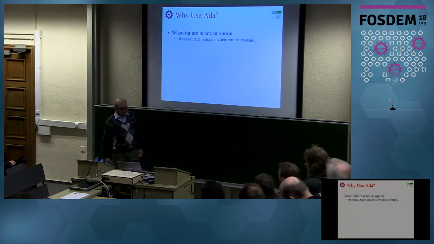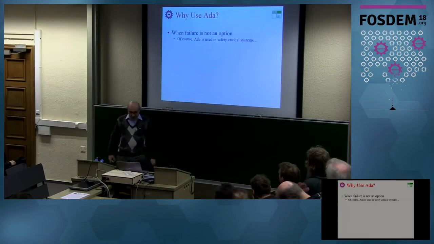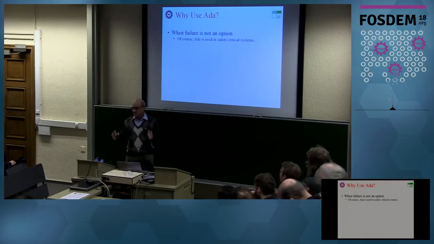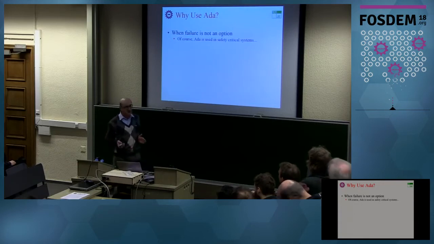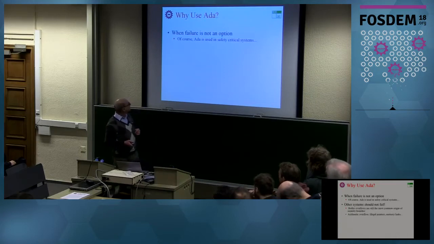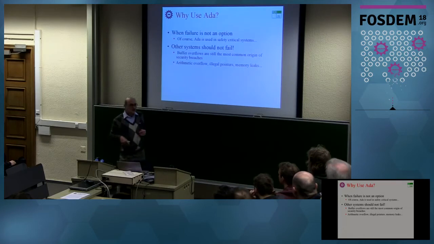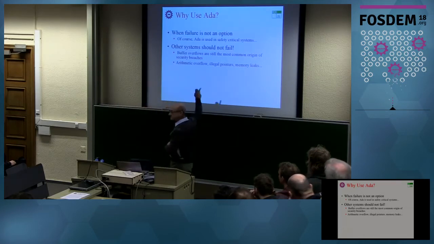So why would you use ADA? First of all, we say when failure is not an option. There is a huge stress on writing safe and secure software. And that's why most of the examples I showed you were safety critical. However, other systems should not fail either. And in a sense, I claim that ADA should be used more in non-safety critical systems.